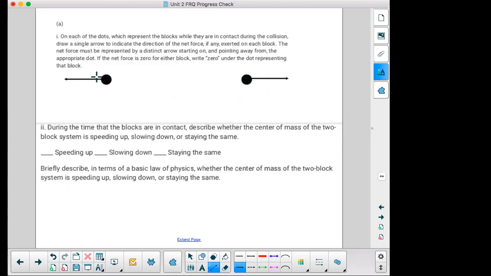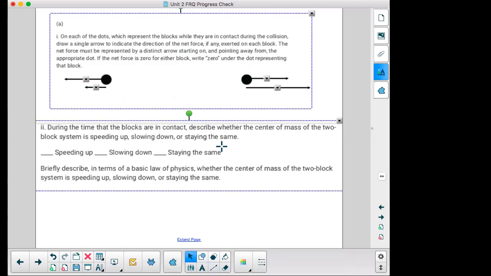And you should draw those arrows the same length. I wouldn't worry about it to the nearest millimeter or something. But don't do something like this, where that one gets hit that way and that one gets hit that way. Don't do that. That shows that you don't understand Newton's third law, right? If block B hits block A, then block A hits block B. For every action, there's an equal and opposite reaction force, right?